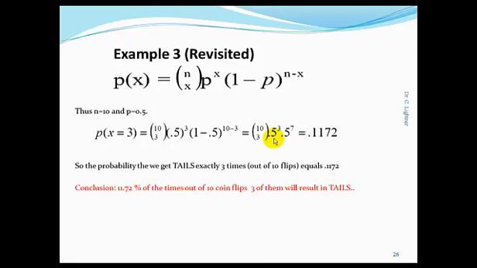In simplifying the expression, we obtain 10 choose 3 times 0.5 to the third power times 1 minus 0.5, which is 0.5, to the seventh power, which is 10 minus 3. If we enter this into our calculator, we should obtain 0.1172. So the probability that we get tails exactly 3 times out of 10 flips equals 0.1172.